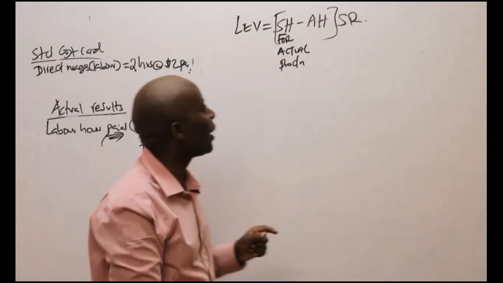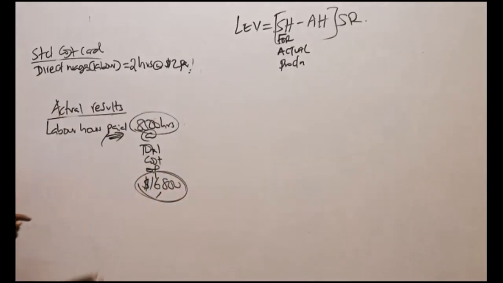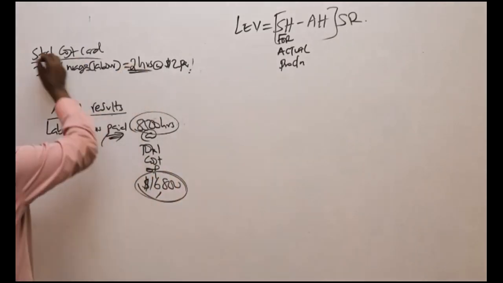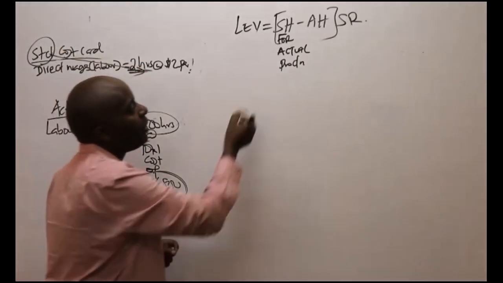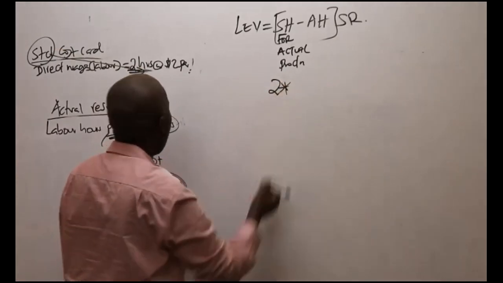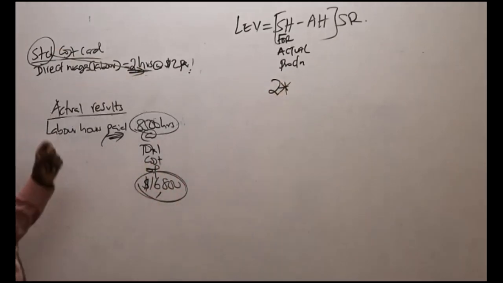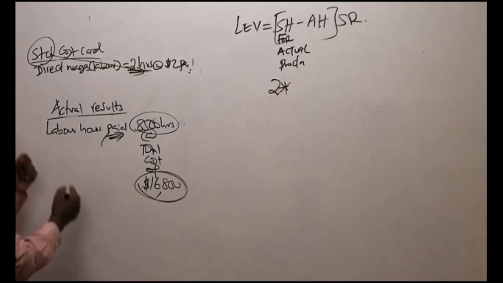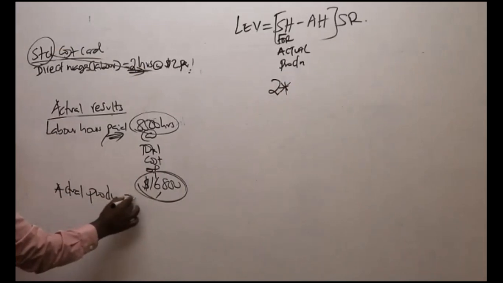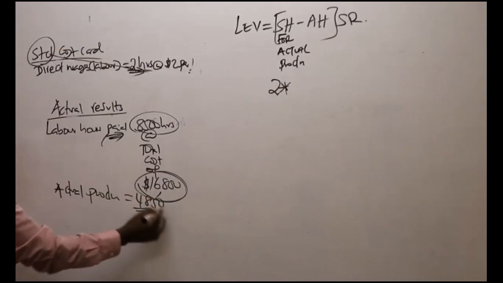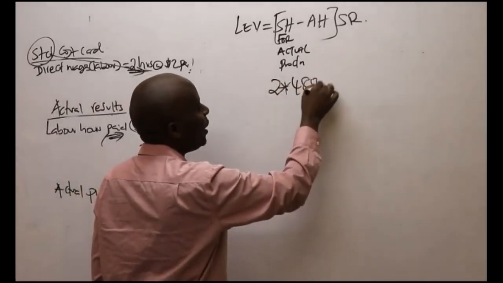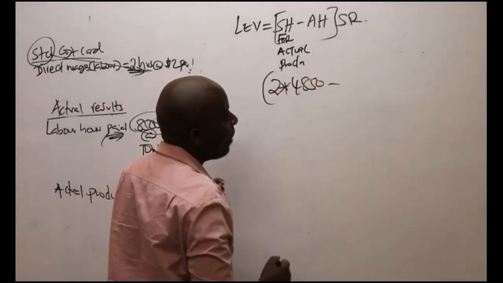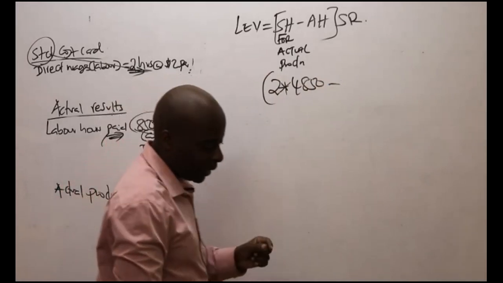So please go to your standard cost card. You are able to see the standard hours here are 2. But remember, because of the words actual production, you must look for the number of units that were actually produced. If you remember very well, the actual production was 4,850. So we have 2 times 4,850, minus actual hours.